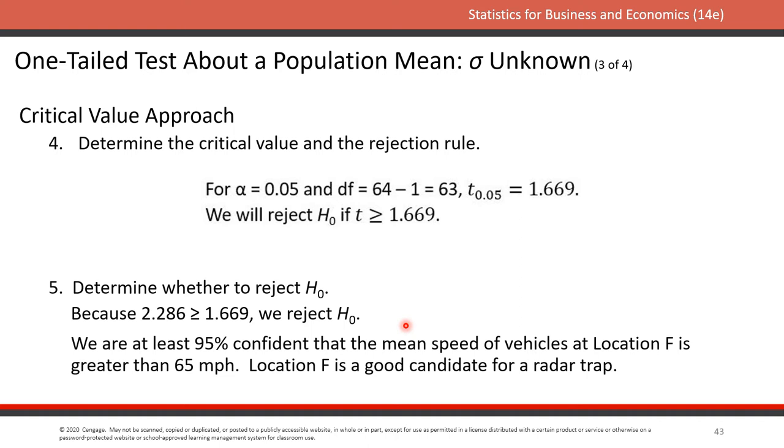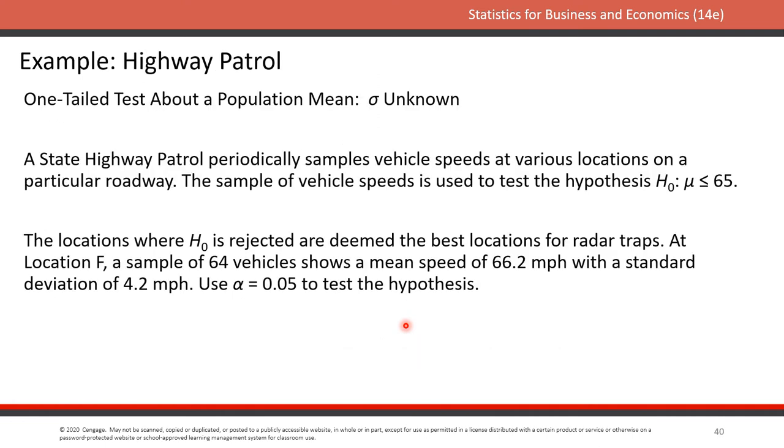Now, this is actually a great highlight for where the difference between practical and statistical significance comes in. So I'm going to rewind a bit and go back to what we calculated the mean speed of these cars to be. The speed limit is 65. We calculated the average speed to be 66.2 miles per hour.